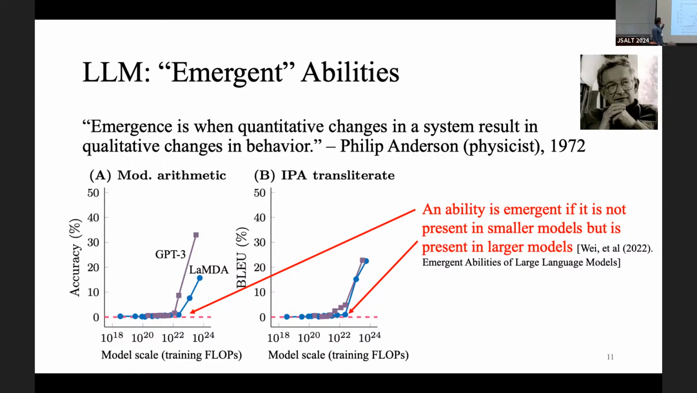So the way to measure this is something like this. Here I have a quote from a physicist: emergence is when quantitative changes in the system result in qualitative changes in behavior. So think of it as a phase shift. Suddenly something happens. So here's the phase shift. This is the amount of data times the amount of compute. That's basically the amount of iterations you go through. So the training FLOPs, the larger you go, the more machines you're using, the more data you're using. And this is measuring accuracy on some task.